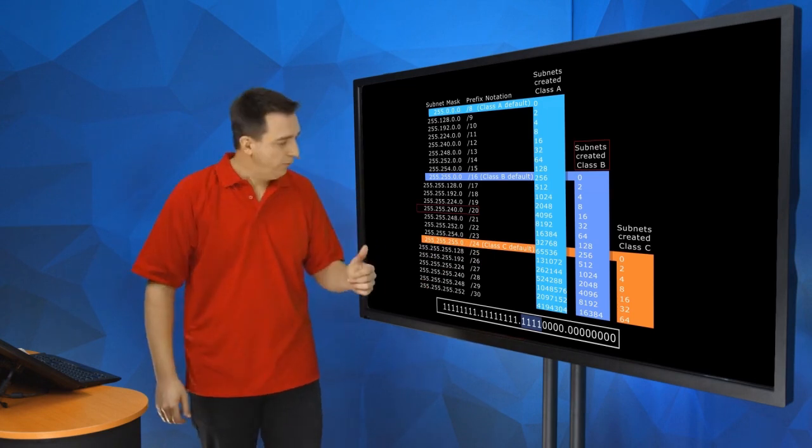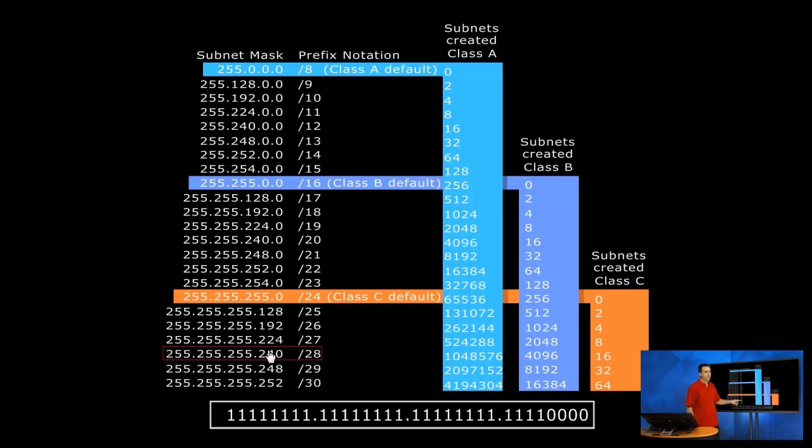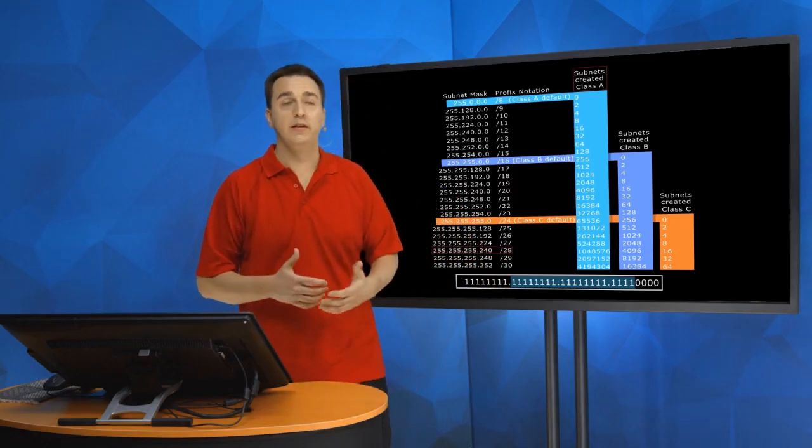And let's take it a step further. What if we're a slash 28? If you're a slash 28 and you started out as a slash 8, well, you borrowed 20 bits. 2 to the power of 20 is over 1 million subnets created. That's right. I said over 1 million subnets created. If you are a class B, it's only 4,096 subnets created. If you're a class C, it is only 16 subnets created. So look at the bits now. See how the bits change? The number of bits borrowed changes significantly between all of our subnets here, all because of that starting point.